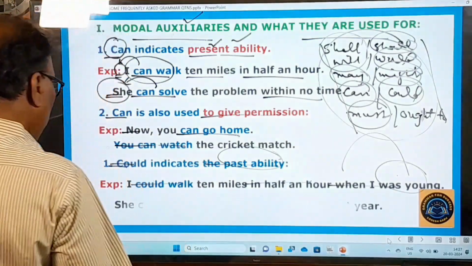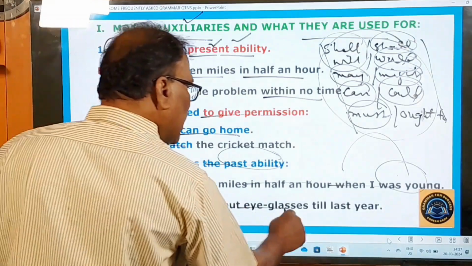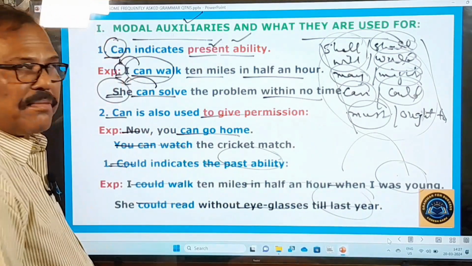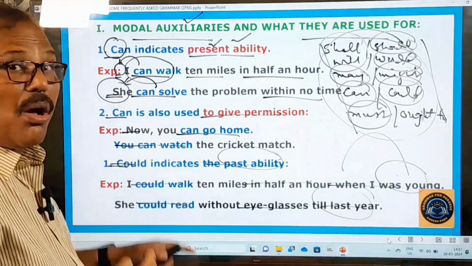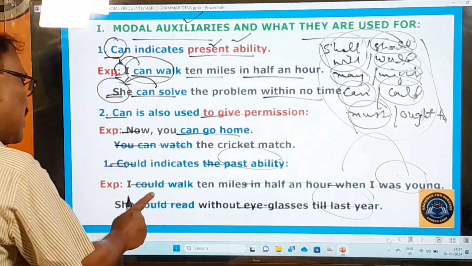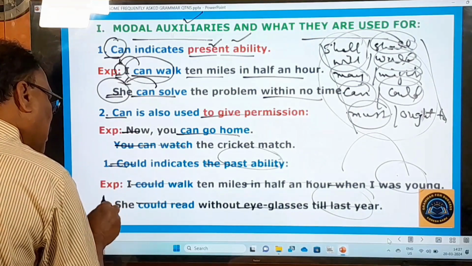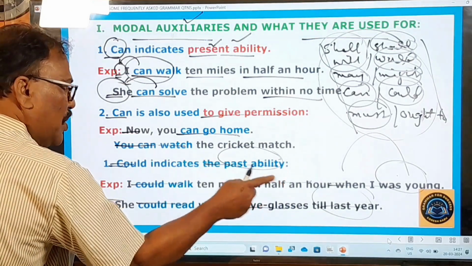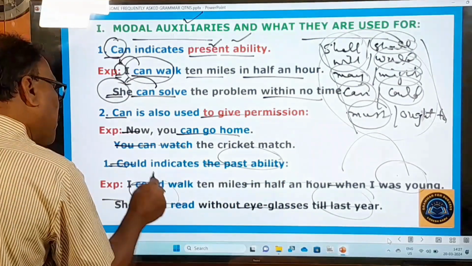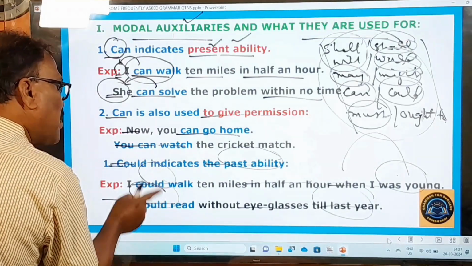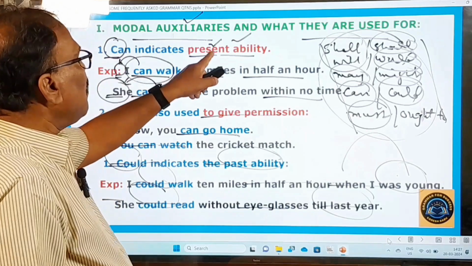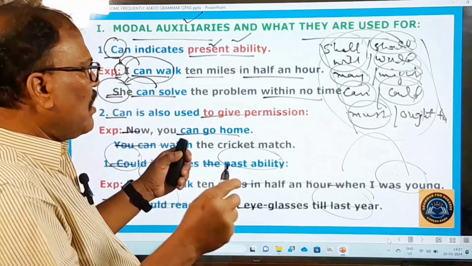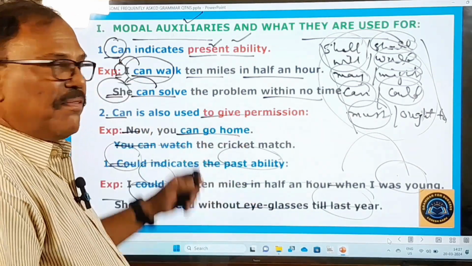And here, she could read without eyeglasses till last year. Till last year, she was able to read without glasses, but now she cannot. So this ability was with this woman till last year. That's why this is past ability. So to indicate past ability, we have to use could, and to indicate present ability, we have to use can. So this is what you have learned from this slide.